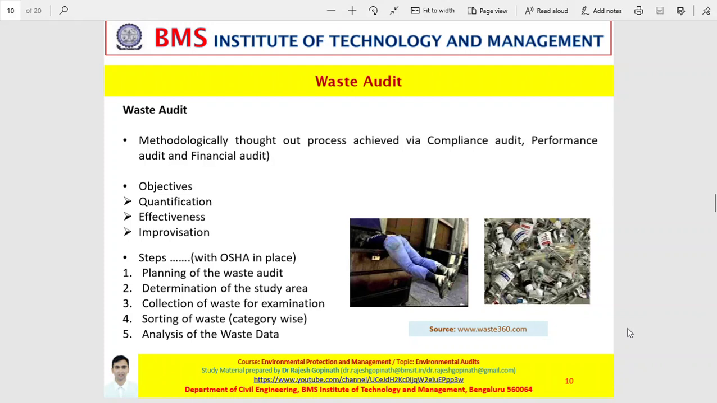So what are the objectives of a waste audit? First, to determine the type of waste, the quantity of waste, the amount of waste which is being generated by your industry. Second, to determine how effective your current waste management strategy is. Third, to constantly improvise by identifying areas where your waste reduction practices are actually occurring.